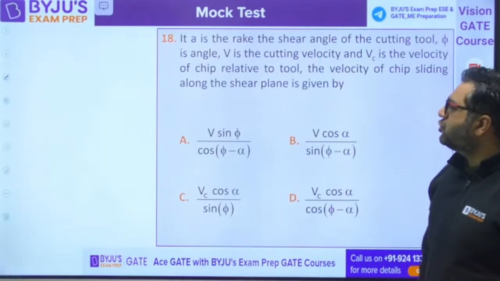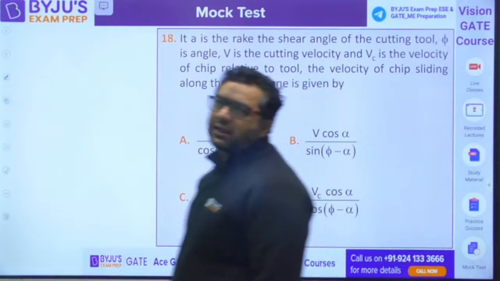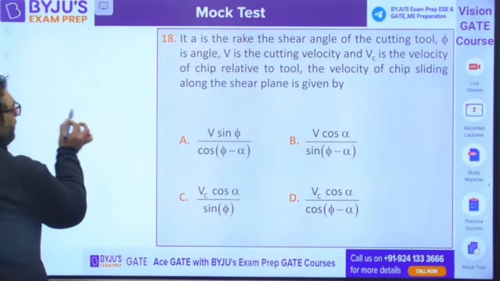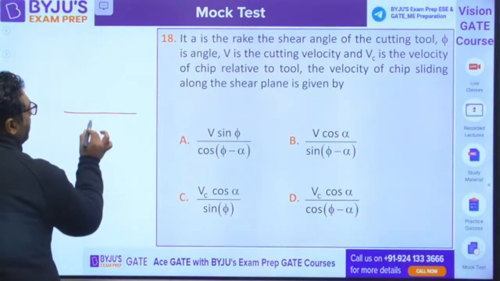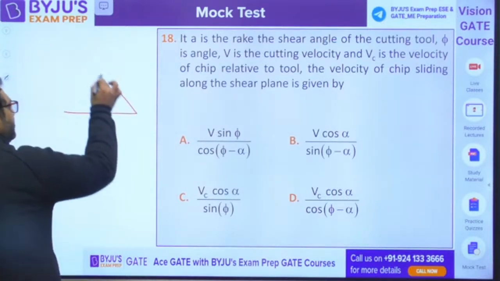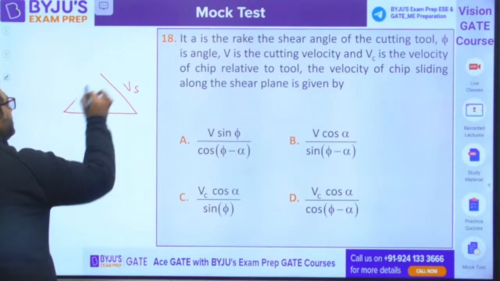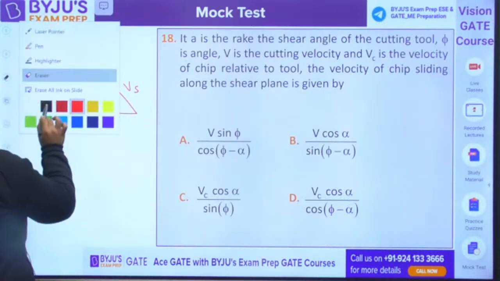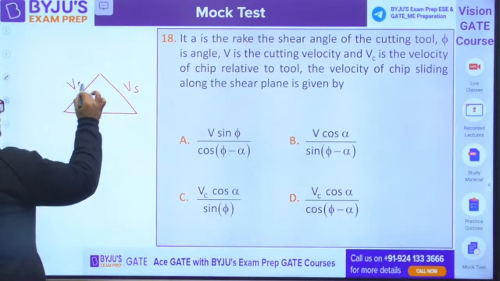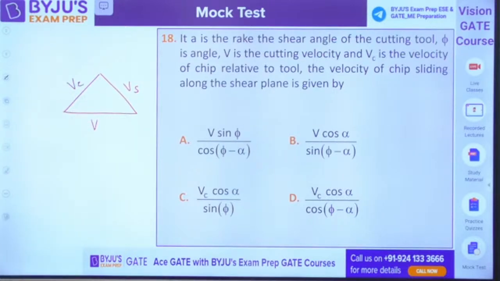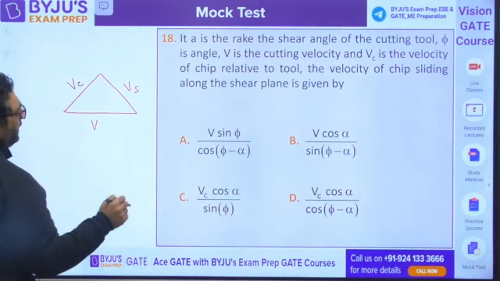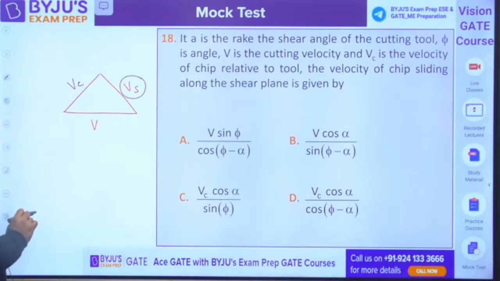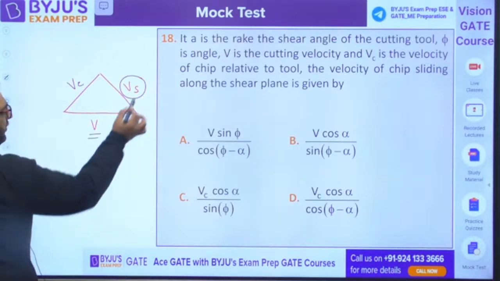Moving to the next question, question number 17. This is from the metal cutting velocity triangle. Everybody knows the velocity triangle. This is the cutting velocity, this is the shear velocity and this is the chip velocity. I am showing this with V and this with chip velocity, VC. They are asking for the velocity of chip sliding along the shear plane. So this VS they are asking. You need to see the relation between V and VS.